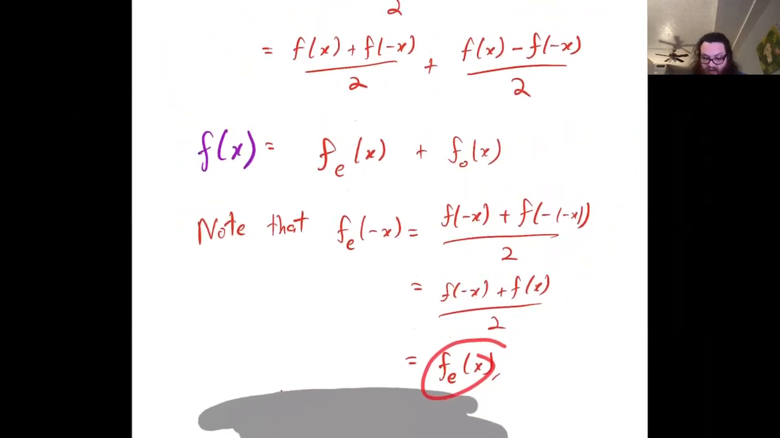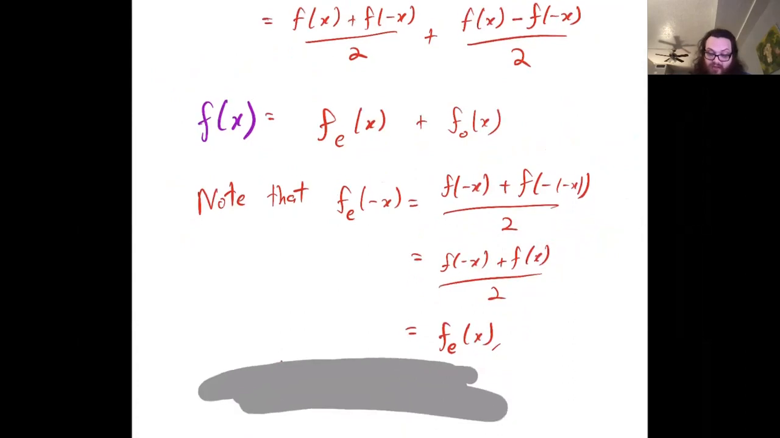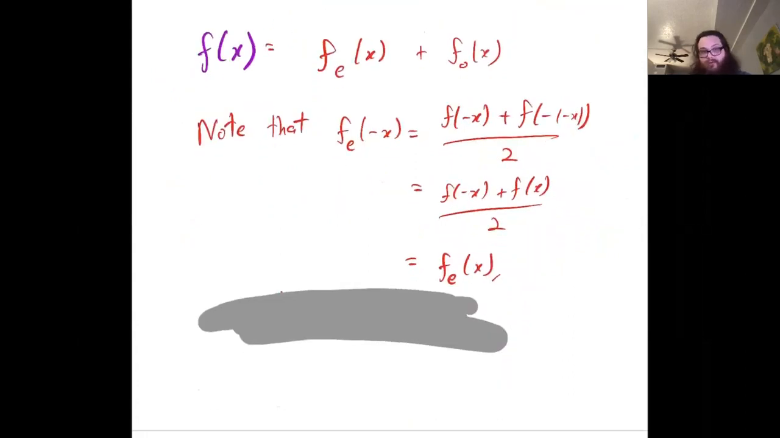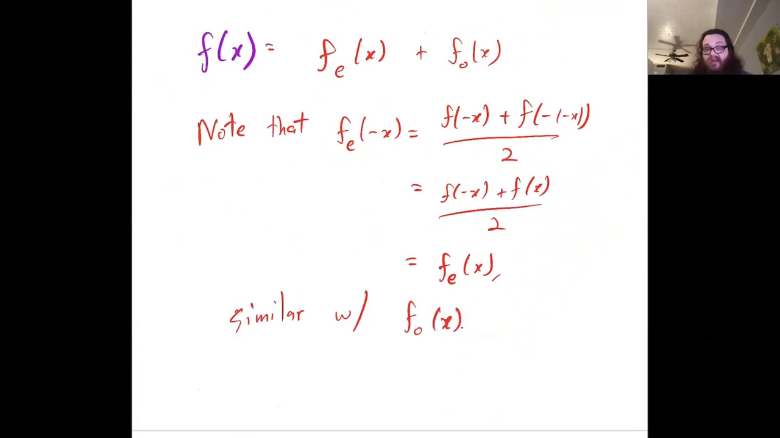I can scroll out a little. This is exactly how we defined f sub e of x. So what we're calling the even part is, in fact, an even function. And you can go through the same steps and show that it's the same for the odd part. This right here is an odd function.